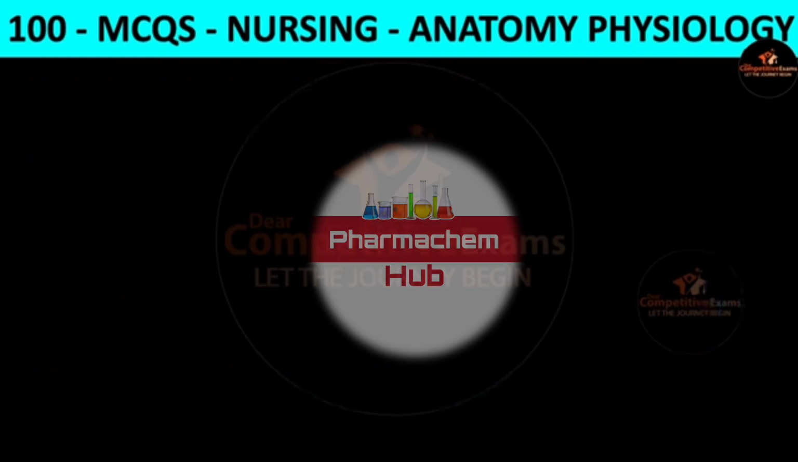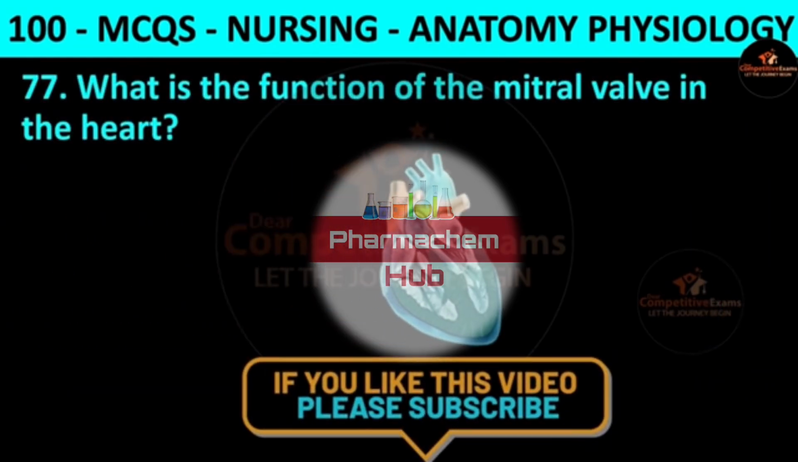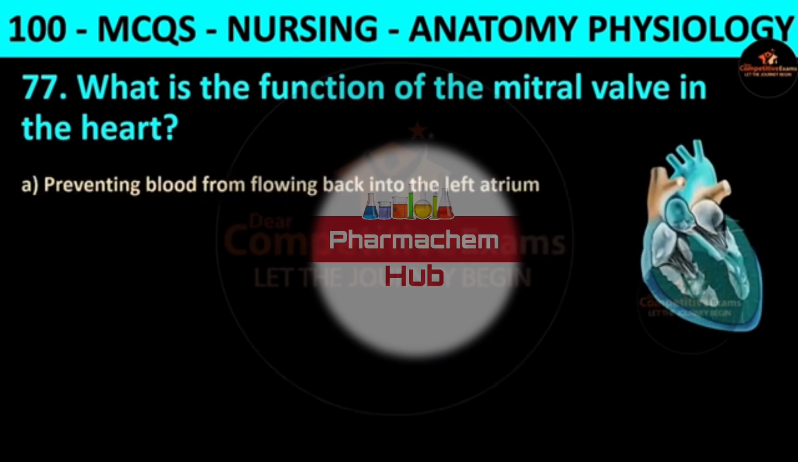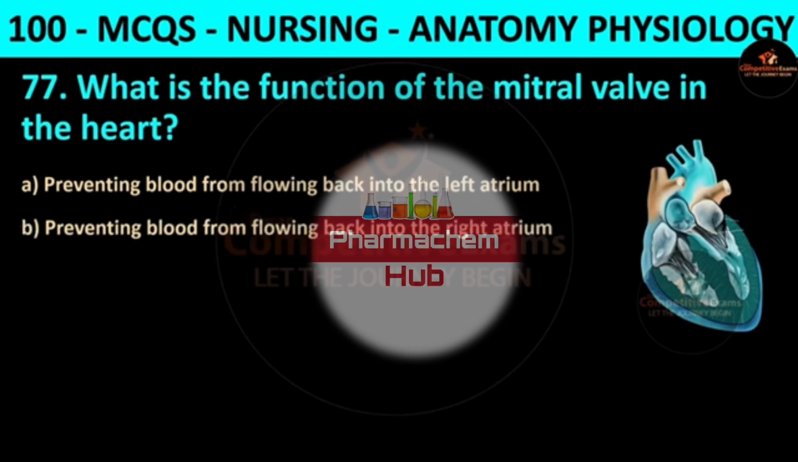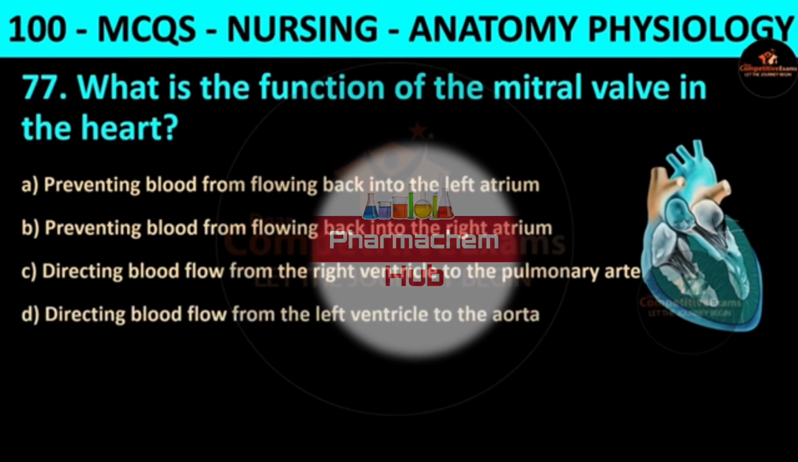Question number 77. What is the function of the mitral valve in the heart? Your options are: preventing blood from flowing back into the left atrium, preventing blood from flowing back into the right atrium, directing blood flow from the right ventricle to the pulmonary artery, or directing blood flow from the left ventricle to the aorta.